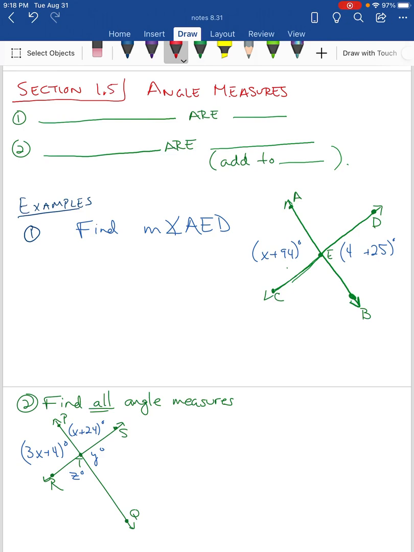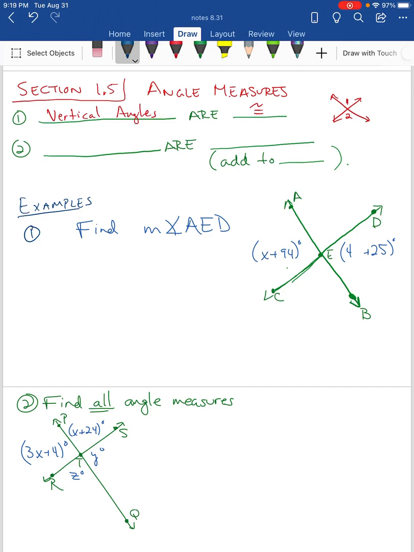The first one is that vertical angles are congruent. Remember that we learned about the vertical angle theorem. The vertical angle theorem tells us that vertical angles, or angles that are across from each other, are congruent. Vertical angles look like this. If you have two lines that intersect, we can say that angle 1 is congruent to angle 2 because they are directly across from one another.